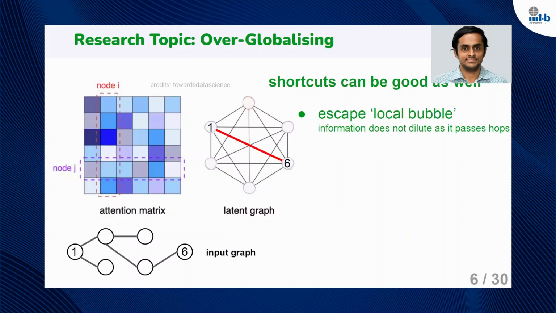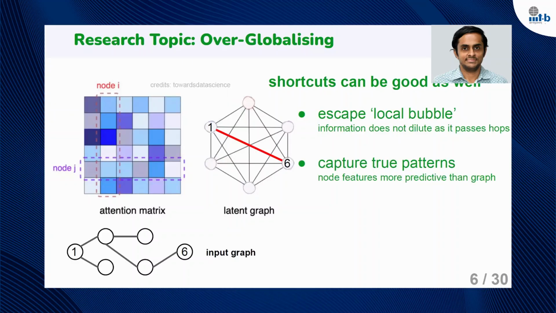In some of the models, which are different from graph transformers, they actually have this local bias. They look at the neighborhood of every node. So GT escapes this local bubble. When you have that locality bias, there is an issue where information can get diluted as we try to get information from multiple hops. That issue is not there in the attention mechanism.